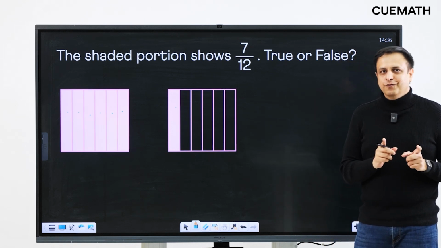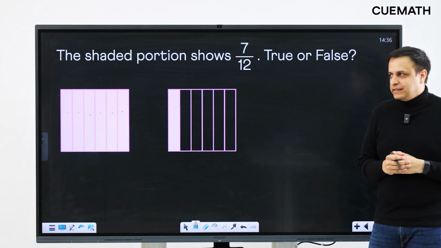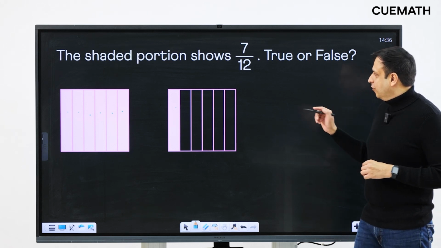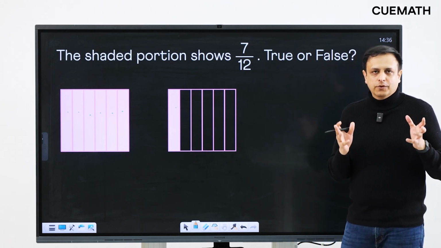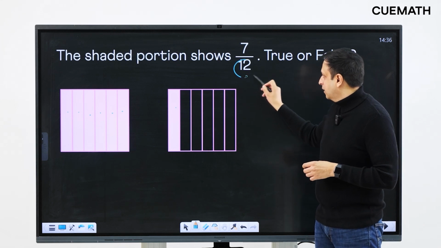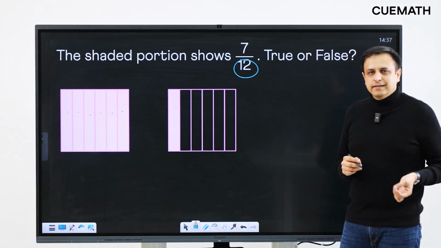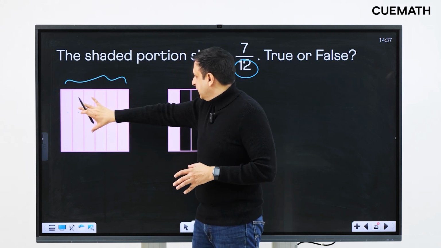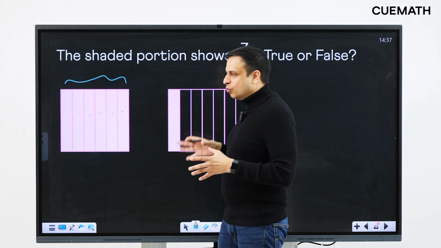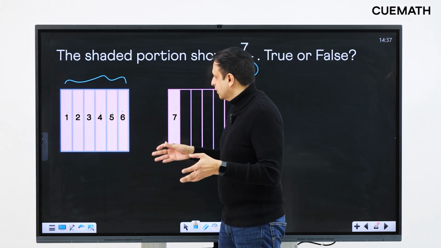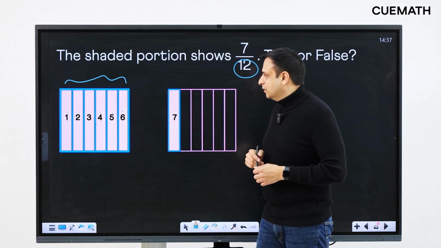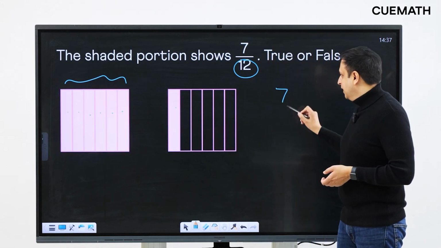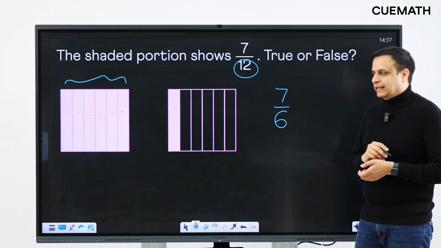Actually, it's not true. It is false, but this is a common misconception. The incorrect idea here is that the number of parts is not 12. The total number of parts that you have to take in the denominator is not 12, but 6. Why is that? Because the whole is just one of these shapes. So we actually have two wholes here. Each whole has been divided into 6 equal parts, and then 7 of those parts have been shaded or taken. Therefore, your numerator will be 7, that is correct, but your denominator will be 6, not 12.